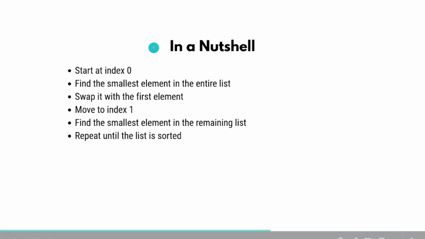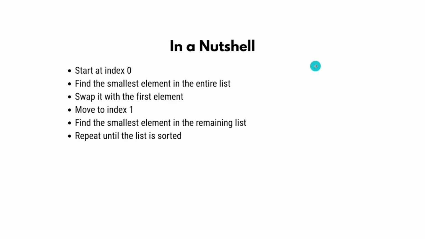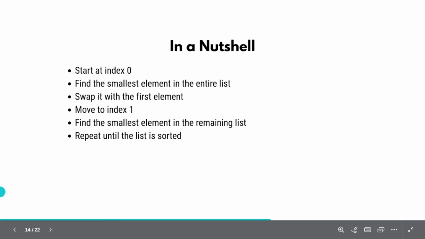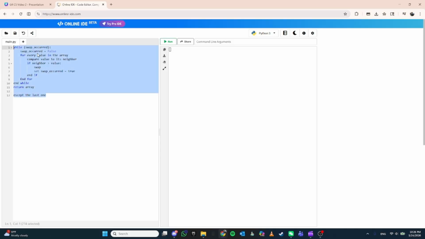In a nutshell, start at index 0. Find the smallest element in the entire list. Swap it with the first element. Move to index 1. Find the smallest element in the remaining list. Repeat until the list is sorted. So I think the pseudocode for this one is probably the most straightforward one.